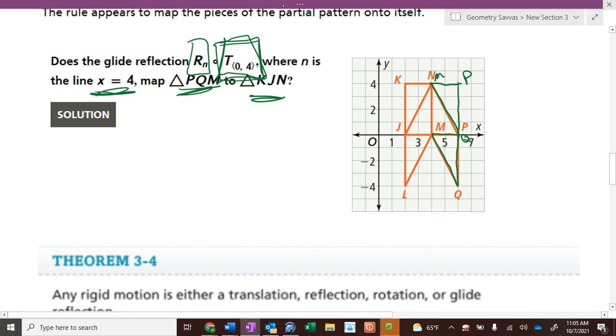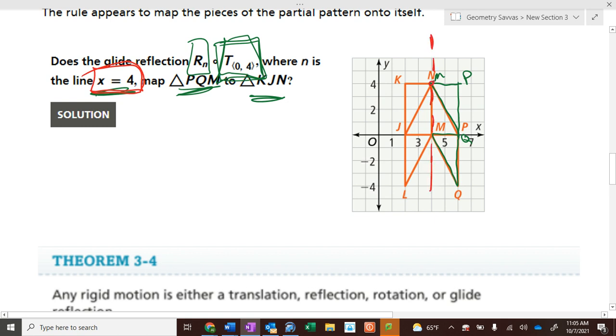Then it says reflected across the line x equals 4. We'll do that in red. So here's the line x equals 4. M goes to there. It doesn't move because it's on the line of reflection. P is to the left, so we go 2 to the right. And then Q was there. It's to the left, go 2 to the right. So we see that it's KJN, which is what we're after. So yes, that is correct. We slid up and then reflected over.